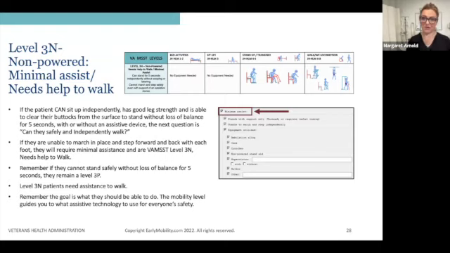Remember, the goal is what they should be able to do: sitting, standing, transferring, walking. The screen is what equipment you need to help them do that safely. In your documentation, a 3N will be documented as minimal assistance. This person can sit up, stand up, but they need help to walk.